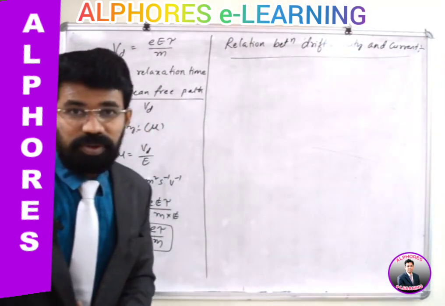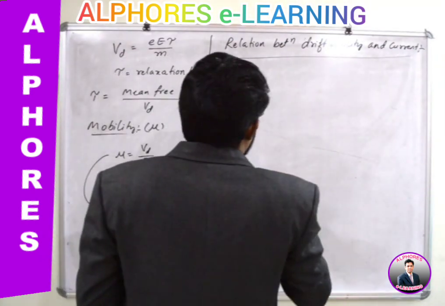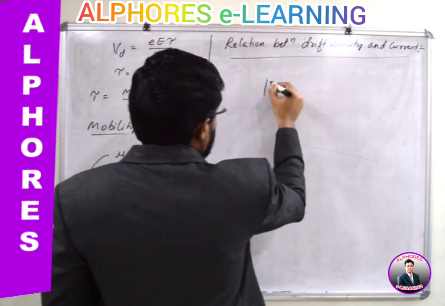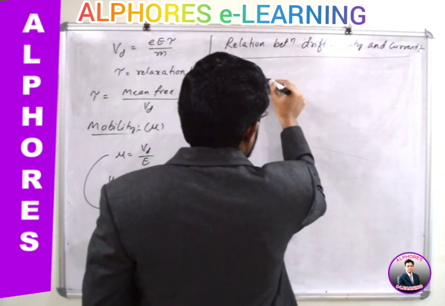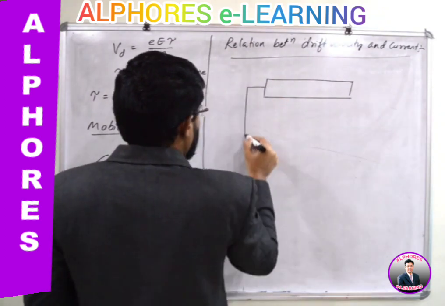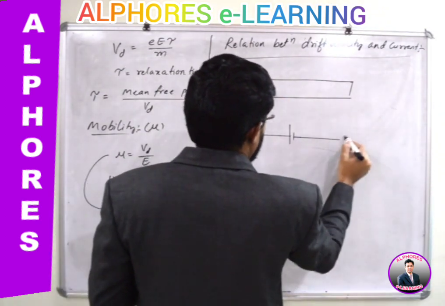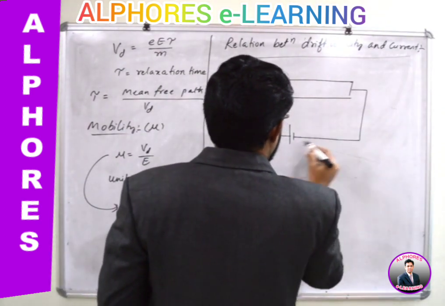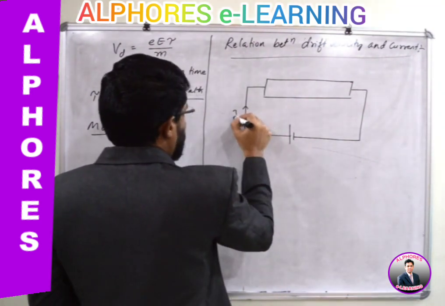Relation between drift velocity and current. I'll imagine a situation. Let us say this is a conductor. It is connected to a battery like this. Let us imagine like that. The conventional direction of current can be taken like this.